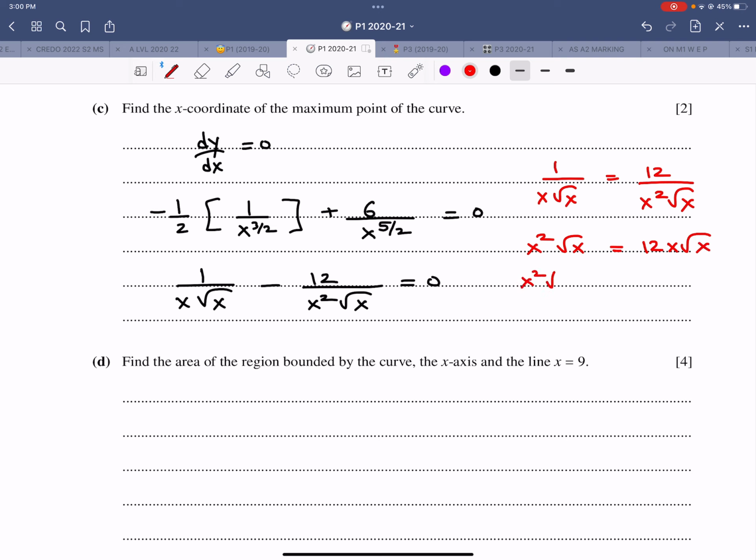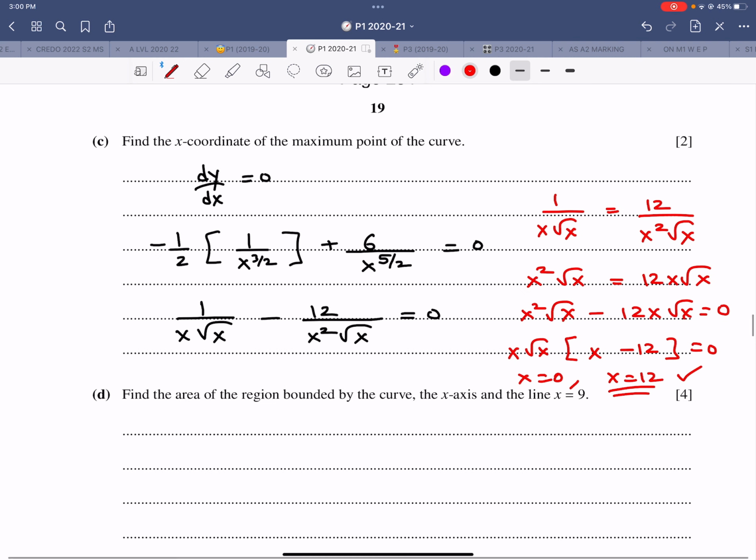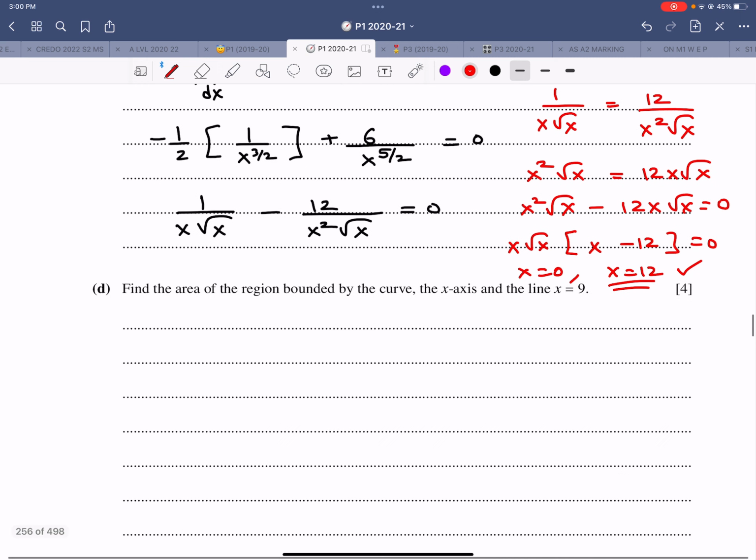X square root x minus 12x root x equals 0. So therefore x root x is taken common, x is left, minus 12 equals 0. x is 0 and x is 12. This is what you're interested in. Find the x coordinate of the maximum point. But can it be 0? Yes, it can be 0, but I think it will go with this one because it's not showing that it's touching the x-axis, the origin or something like that.